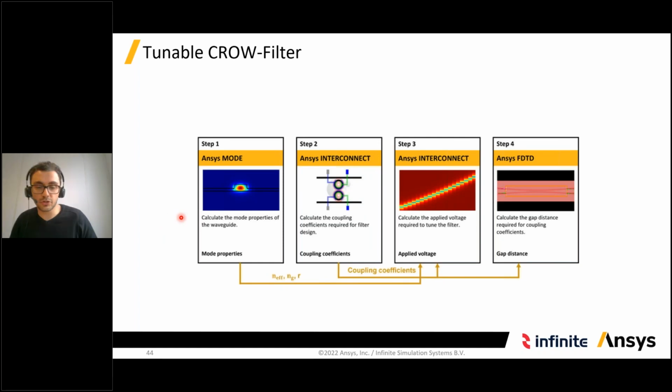So I wanted to show you a little workflow of Lumerical as an example. We will quickly design a CROW filter. CROW stands for coupled resonator optical waveguide. First, in Ansys Lumerical MODE, we will design the waveguide and find the eigenmode of it. Then we will do two simulations in Ansys INTERCONNECT to find the coupling coefficients and to find the needed voltage that we need to apply to it. And then in Ansys FDTD, we will find the distances between the waveguides.